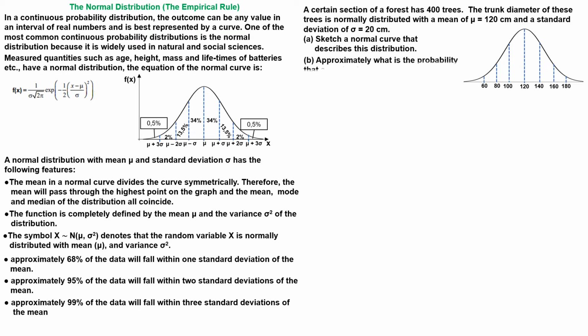Approximately, what is the probability that a randomly chosen tree has a diameter greater than 160 centimeters? The diameter of 160 centimeters is 2 standard deviations above the mean. We shade the area under the normal curve and add the percentage in the shaded area. About 2.5% of these trees have a diameter greater than 160 centimeters.